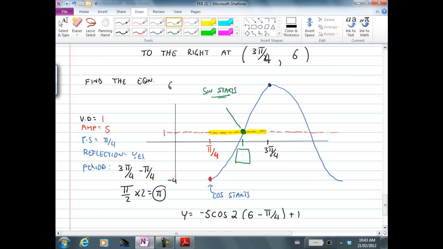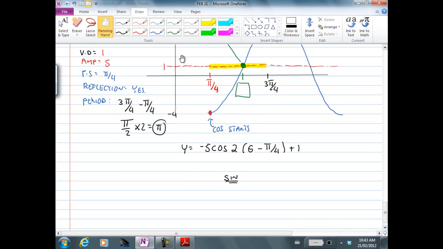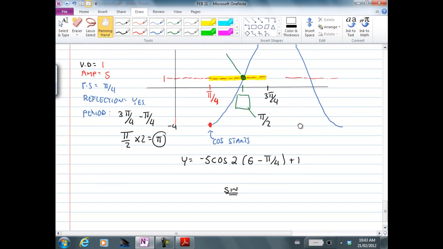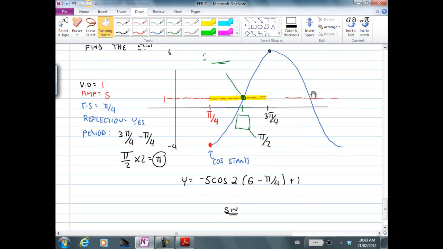Would you agree it's halfway? So use the halfway formula to calculate this. To figure out what this box is, you need a halfway formula. Take pi by 4 plus 3 pi by 4, divided by 2. Which is pi by 2, I believe? Pi by 2. Yep. And this is a positive sine graph.